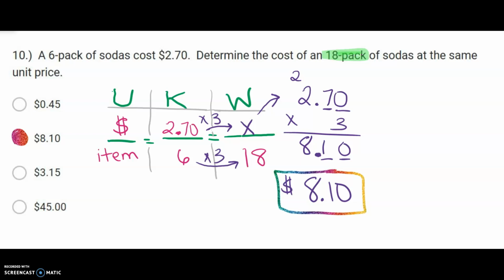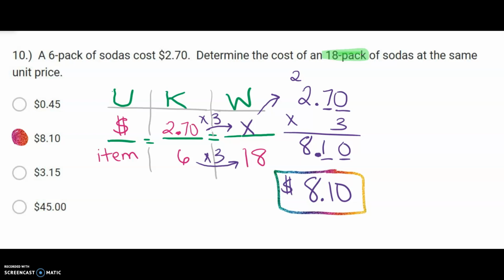So let's look at what we do know. Well, I do know that it's $2.70, so that's my money that I plugged in, over my item for 6-pack of soda. So it's $2.70 for 6 of them. Well, what we want to know is how much it is for 18 of them. So there's 2 ways I could have done this. I could have found out how much it is per one, which is, if you notice, is really just dividing my money by my item. So I would have divided $2.70 by 6 and then multiplied that by the 18.